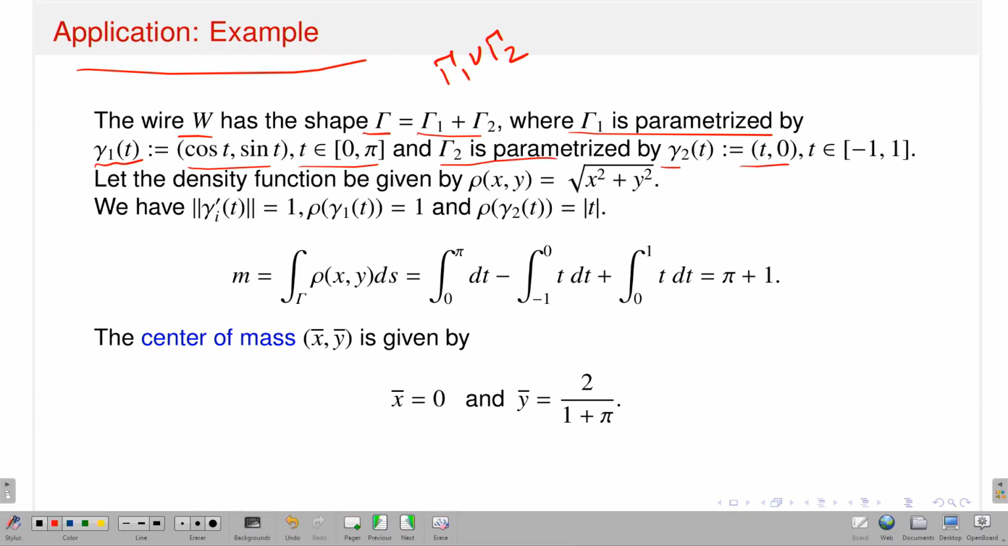This is (t, 0), t running from minus 1 to 1. The y component is 0 and t runs from minus 1 to 1. That means an interval, so you can easily calculate it. If I draw a picture, this is the one.